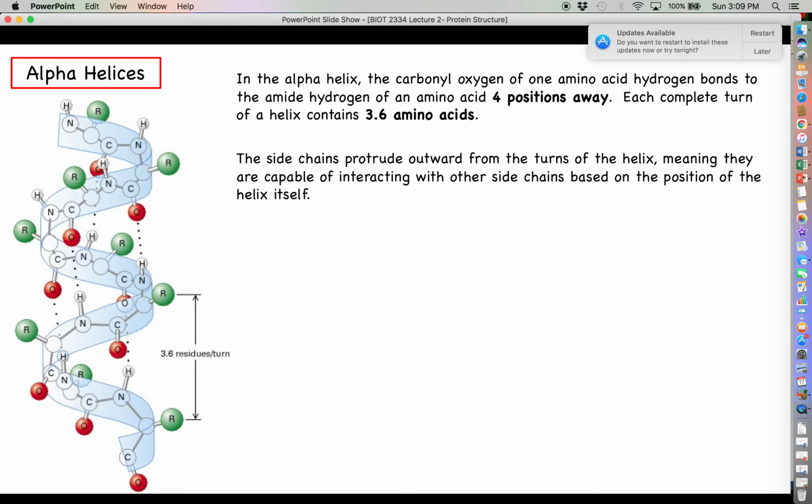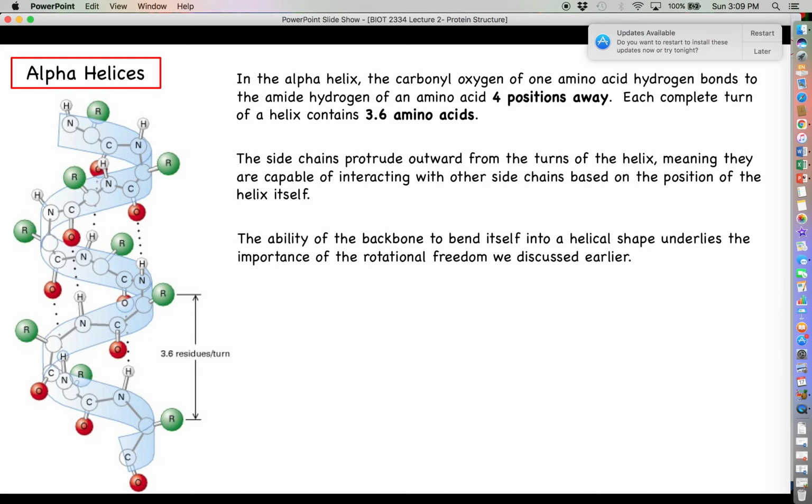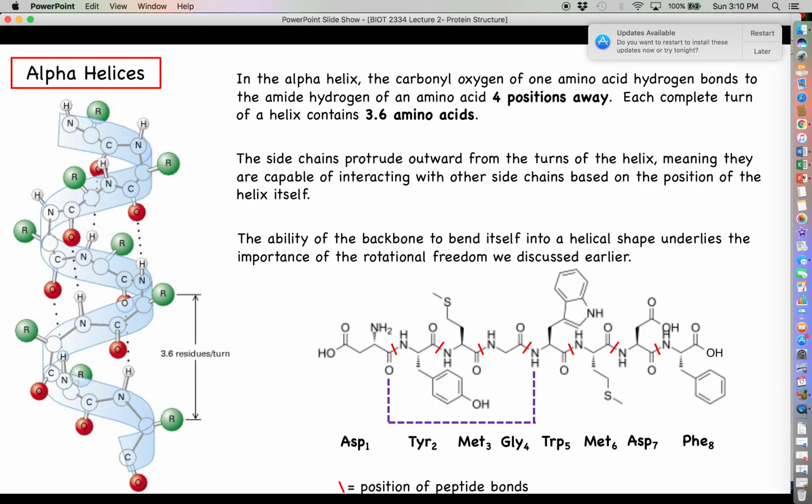As I said, the side chains protrude outward from the turns of the helix, which is nice because since they protrude outward, they're still going to be capable of interacting with other side chains based on how the protein positions this particular helix with regard to other structures within the protein. And this is also a good exemplification of something that we talked about in the first video: the ability of the backbone to bend itself into this winding helical shape really underscores the importance of that rotational freedom that we talked about earlier. You don't get any rotational freedom about the peptide bonds, but having rotational freedom with those other 2 bonds is enough to allow us to get secondary structures like what you see here.